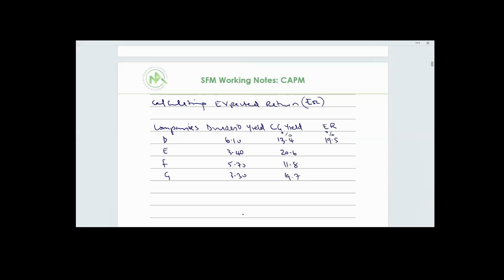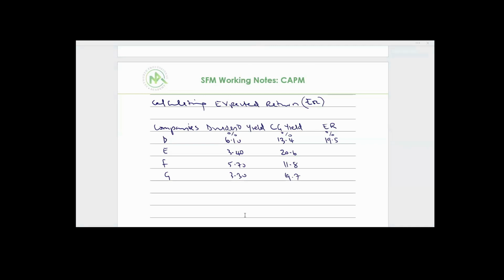Percentage. Excuse me, sir. Yes, Sir, please, this third column is what? 5.70. No, sir. The third column, like you have companies, dividend yield, Capital and gain yield. okay, sir. Thank you, Capital sir. gains yield. You're welcome.